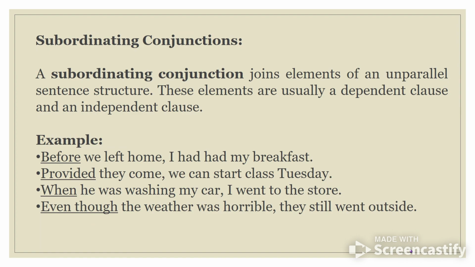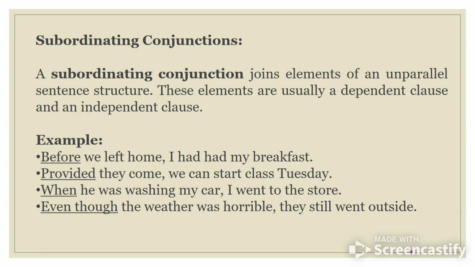A subordinating conjunction joins elements of an unparalleled sentence structure. So the two parts of the sentence which are joined together are not of the same structure. These elements are usually a dependent clause and an independent clause. A dependent clause is a kind of sentence which is not complete in itself and requires the help of some external source for its completion, whereas an independent clause gives out a complete meaning in itself.